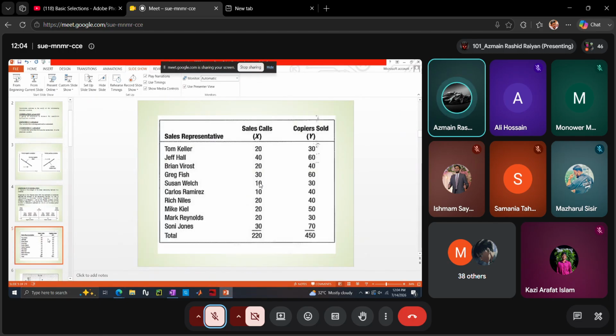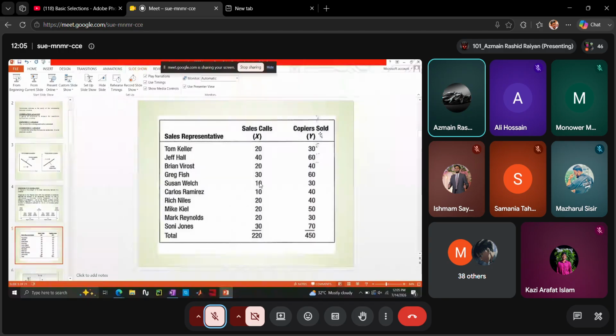So here, as previously mentioned, we have an example. In this column, we have the names of the sales representatives or sales people, let's say Tom Keller, Jeff Hall, Brian Virus, whatever it is. I have taken this from a book. On the second column, we have the number of sales calls that they have received. Let's say Mr. Keller has received 20 calls, Mr. Hall has received 40, Mr. Virus has received 20 sales calls. In this way, these sales calls have been listed corresponding to their names.